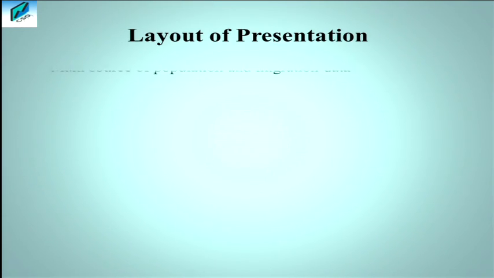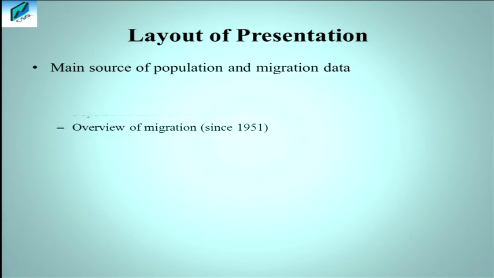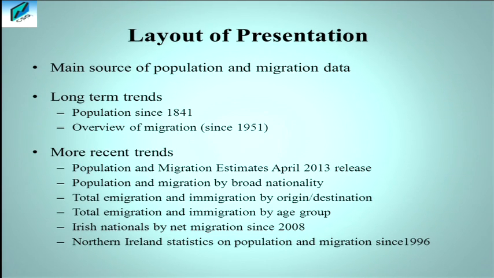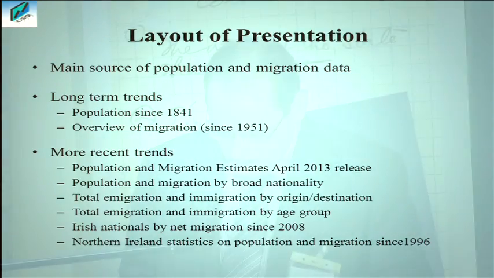First, I'll briefly talk about the data sources, then have a look at the long-term trends, including population trends since 1841, and an overview of migration since 1951 in the context of the Republic of Ireland, and examine some more recent trends, including the population and migration estimates, April 2013 release, and for recent years, population and migration by broad nationality, emigration and immigration by destination and origin, emigration and immigration again by age group, Irish nationals by net migration, as well as a view of the population and migration statistics from Northern Ireland.